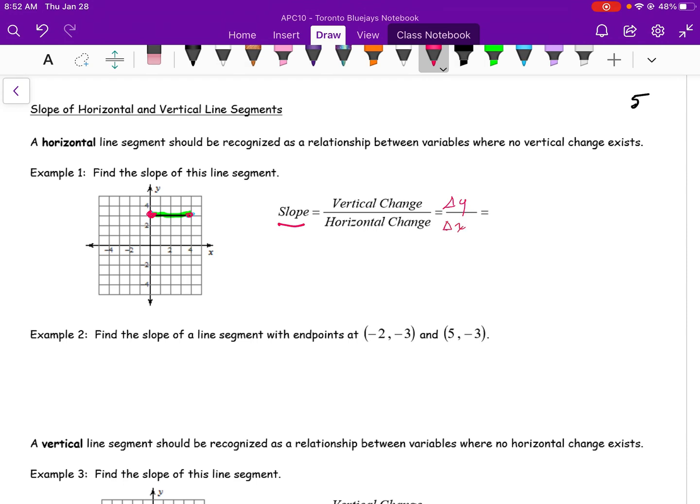So the vertical change, well, it goes from 3 to 3. If we call this point A and this point B, ya minus yb. However, my horizontal change goes from 0 to 4. So what we get is 0 over negative 4, or 0. So the slope here is 0. There is no change.